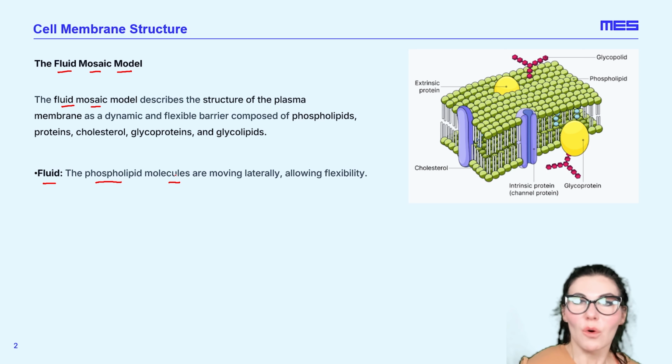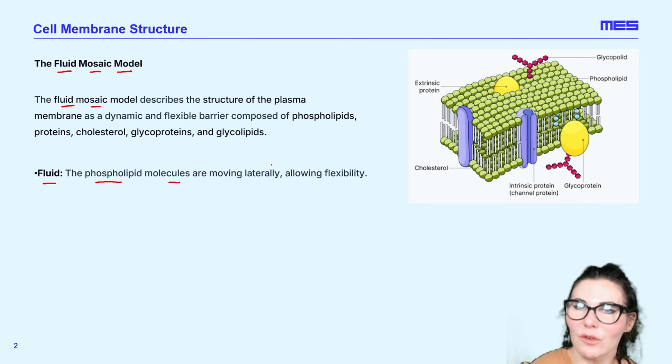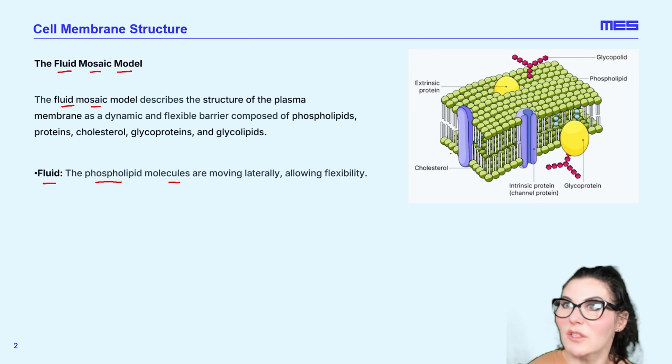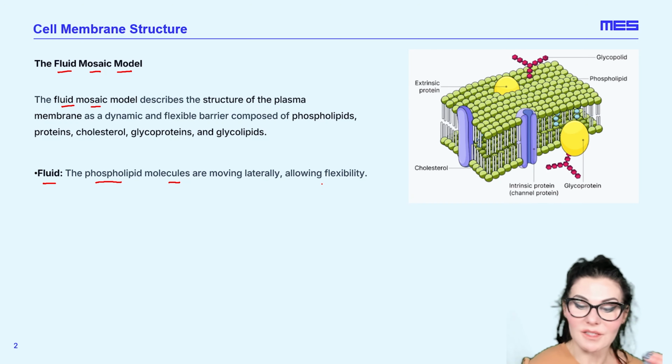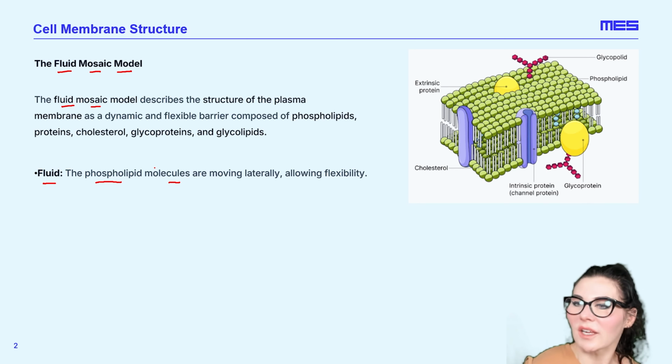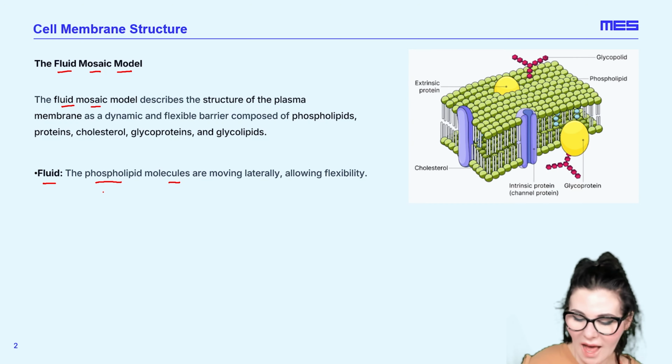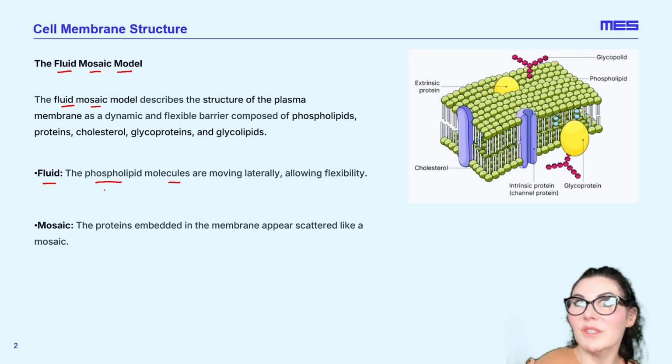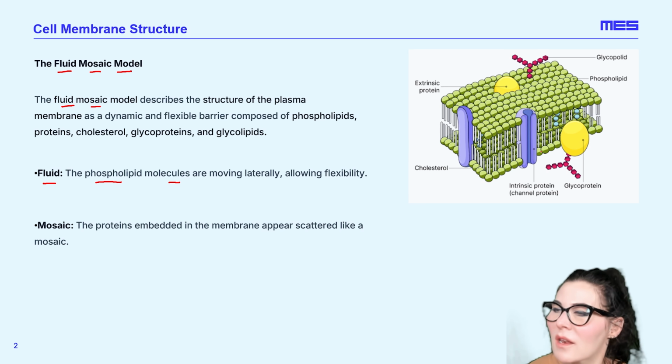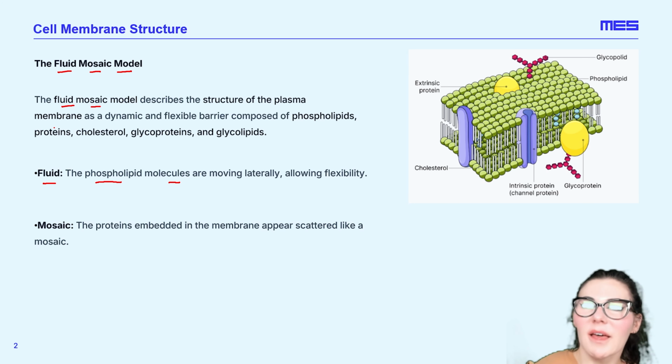The phospholipids tend to move in a lateral direction, that means sideways, and the molecules embedded within the phospholipid bilayer, some of the proteins, will also have a tendency to shift a bit in their positioning, always in a sideways movement though. And then in terms of the mosaic model, there are lots of different things within that phospholipid bilayer that make it look a bit like a mosaic.